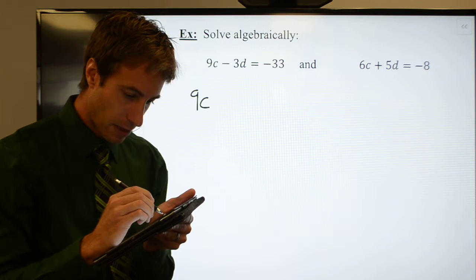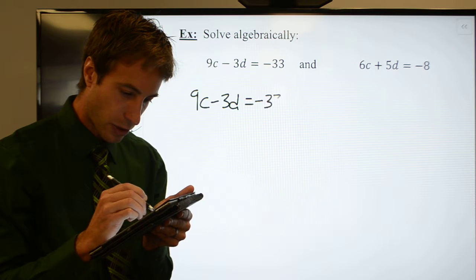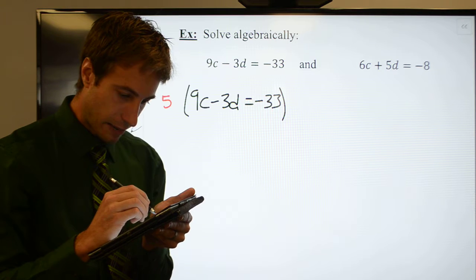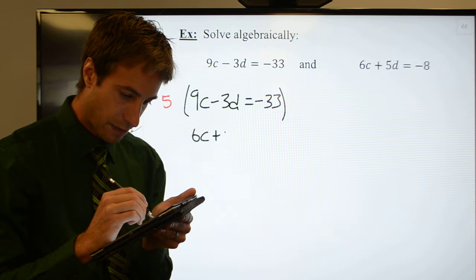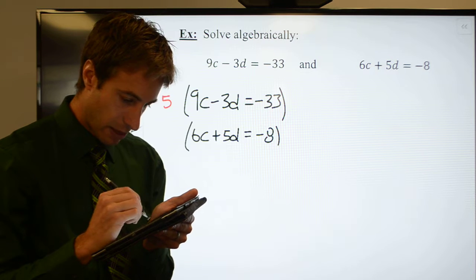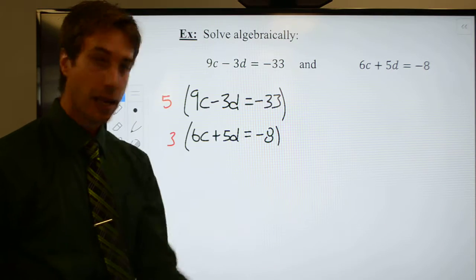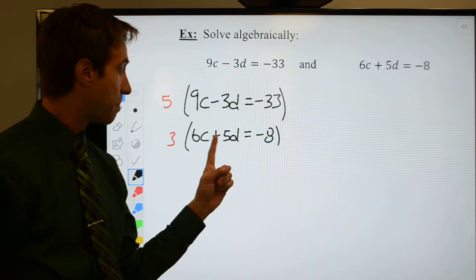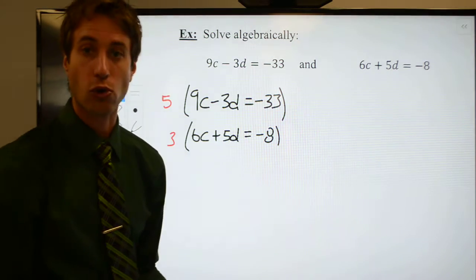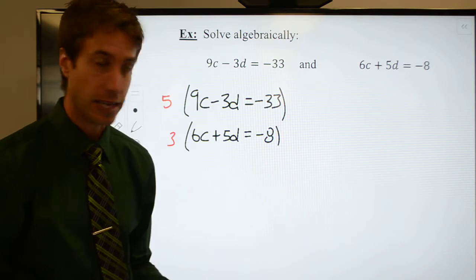9c minus 3d is equal to -33. We're going to multiply that guy by 5. Then I'm going to have 6c plus 5d equals -8. Multiply that guy by 3. What that's going to do is give me a negative 15 here, a positive 15 here. When I add the equations together, these will drop out, and we've successfully executed the elimination method.